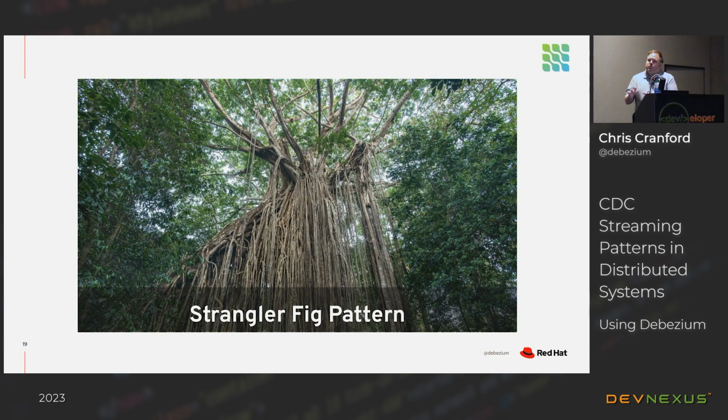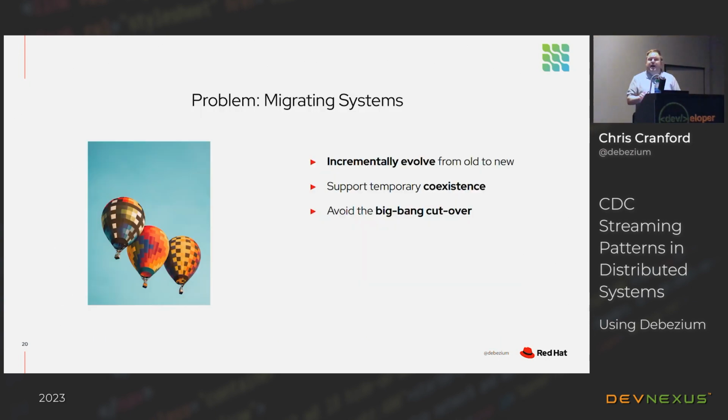When we try to apply this into IT and technology, we can think about this in terms of migrating systems. I'm moving from a monolithic application to a set of microservices. So the idea here and the problem that we're trying to solve is we want to incrementally move from something that we currently have to something that's new. We also want to make sure that as we're doing this, we're capable of supporting coexistence of what we had before and what we're moving to as well.